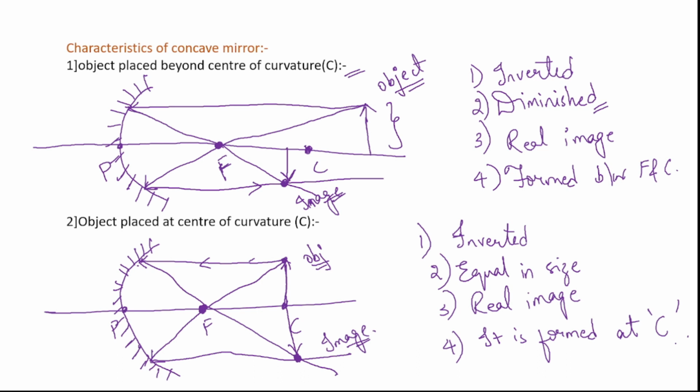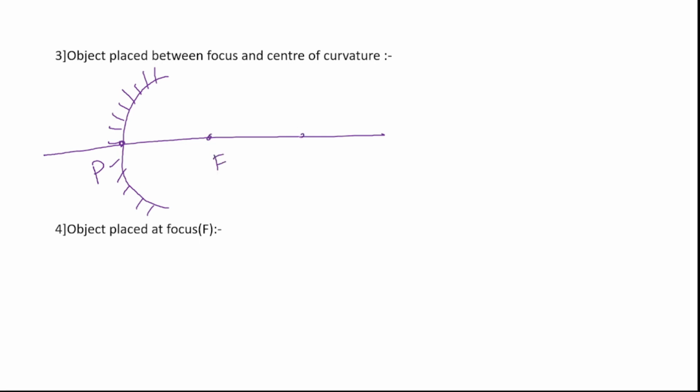Okay. Next, object placed between focus and center of curvature. So let us draw the ray diagram first. Let us take a concave mirror. Let us draw a principal axis, and the midpoint of this mirror is the pole. Here we have a focus. This is the center of curvature. So what we are doing here, we are placing an object in between the focus and center of curvature.